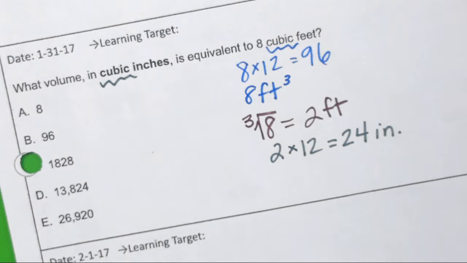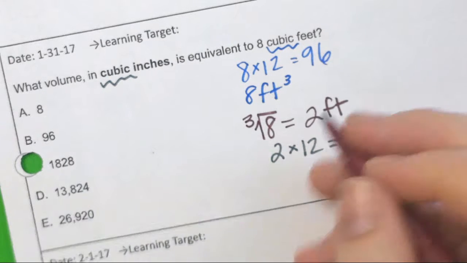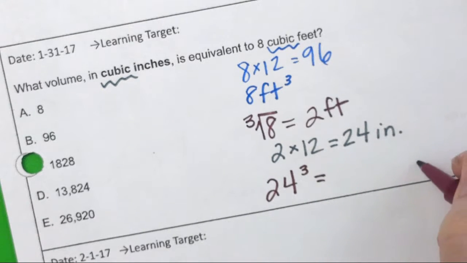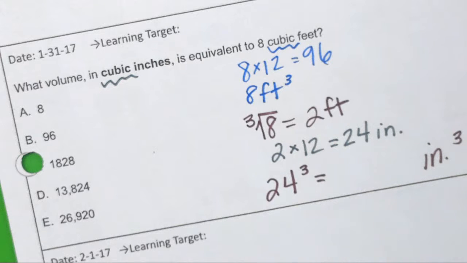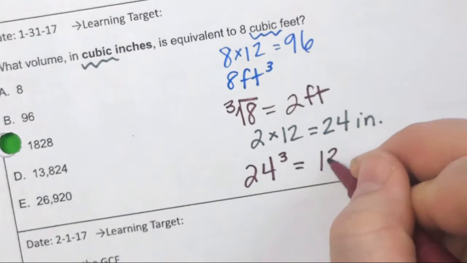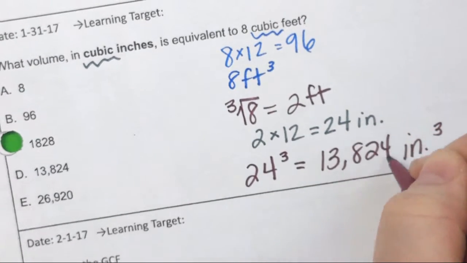So we need to take 24 and cube it, and whatever number we get, that's going to be our answer. What do you get when you cube 24? Perfect. So the answer is D.